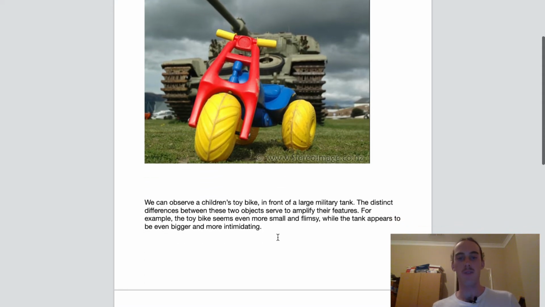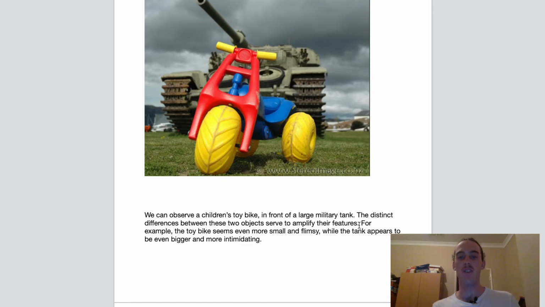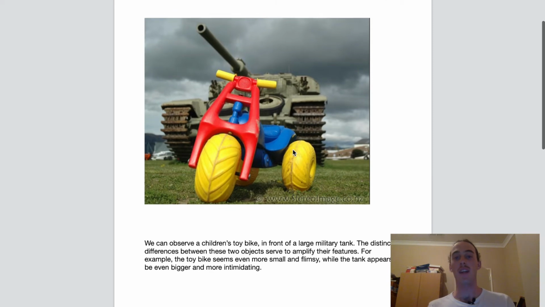So this is my explanation. So we can observe a child's toy bike in front of a large military tank. The distinct differences between these two objects serve to amplify their features. For example, the toy bike seems even more small and flimsy, while the tank appears to be even bigger and more intimidating. So this is how juxtaposition is a good technique, because if that big tank was just there by itself, we would take it on face value.